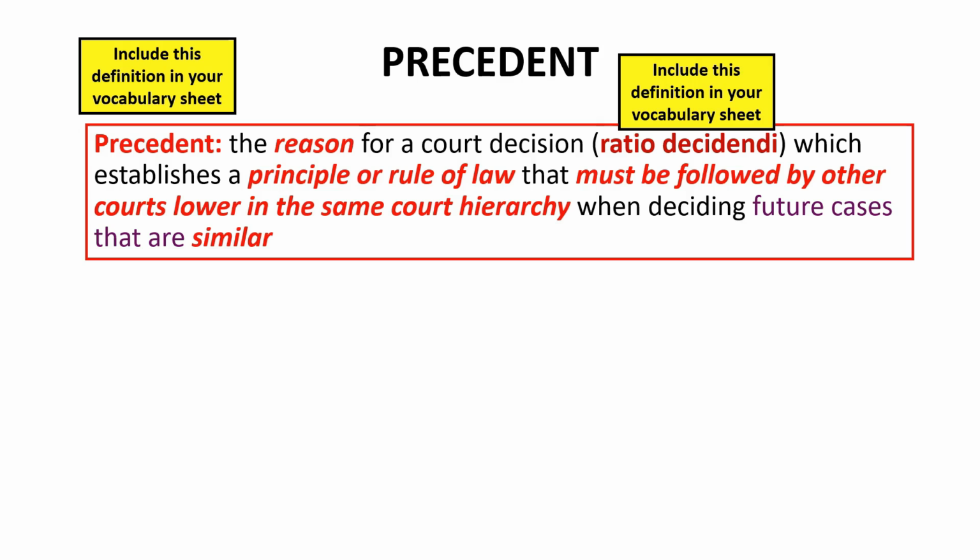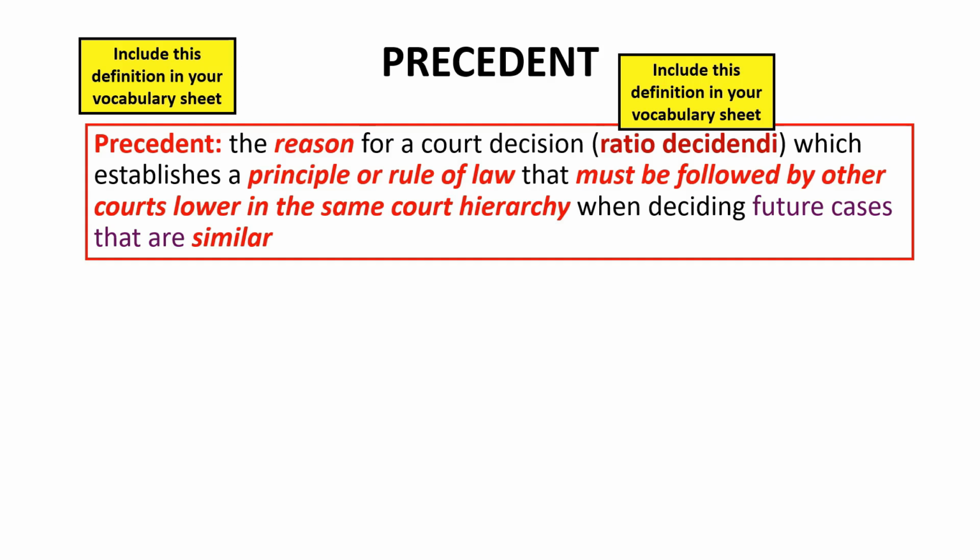The second important part of the definition of precedent is that the reason must establish a principle or rule of law. So, for example, in a negligence case, the court may decide that John was driving his car at high speed on a dark and rainy night when he hit Seren. This is not a precedent because this is simply a decision about the facts of a particular case. That John was driving his car at high speed on a dark and rainy night is a fact, not a principle or rule of law.